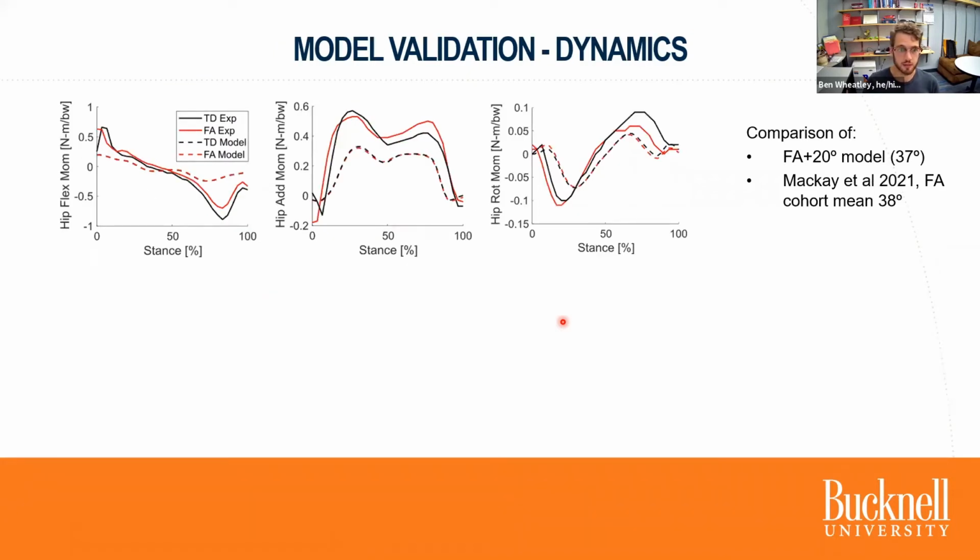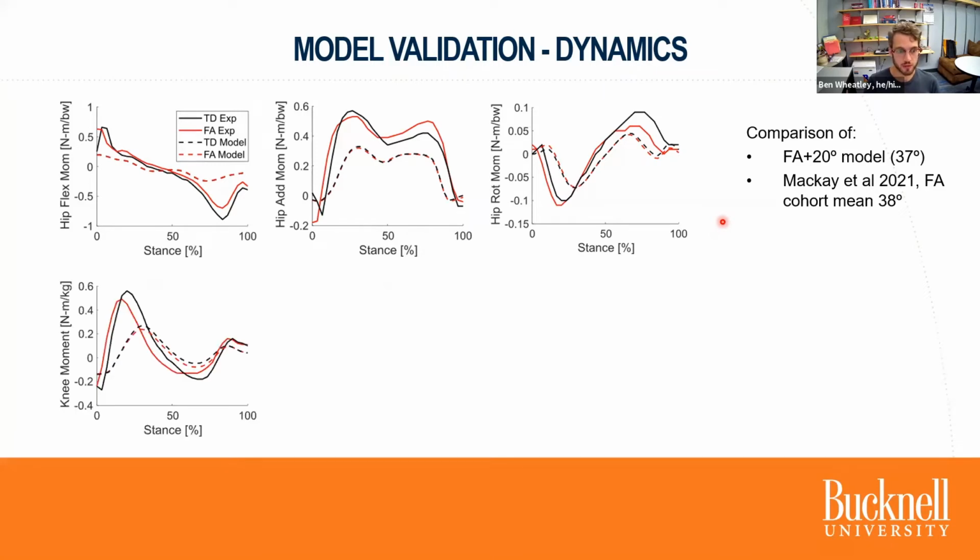Looking next at our dynamics, again, we have our hip dynamics up top. So these are the hip flexion, hip adduction, and hip rotation moments. And again, we see generally pretty good agreement between our model and our experiment. Moving on to our knee moment, we see that our knee moment from our model is maybe a bit lower than the experiment. One thing that I want to point out here is that we see a slight decrease from typically developing to our increased femoral anteversion experimental data in our knee moment.